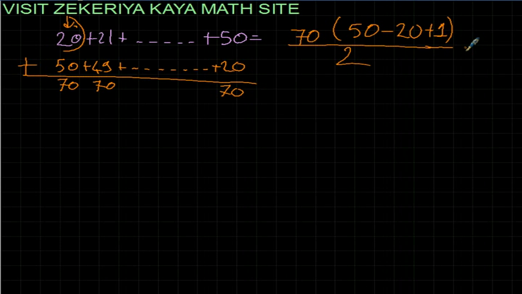Look at that. Let's do this calculation. Let's see whether we will get the same result or not. 2 and 70 will simplify each other. There will be 35.